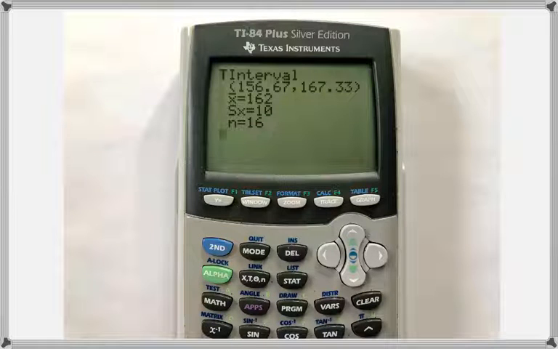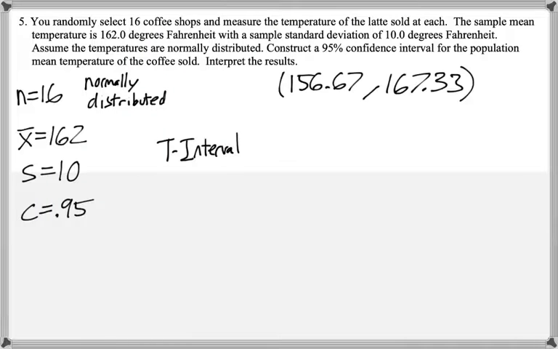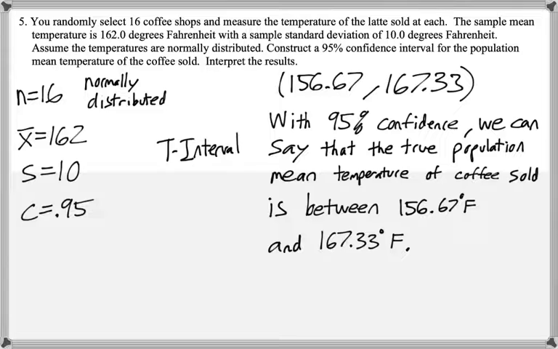So our confidence interval is 156.67 to 167.33. So that is our confidence interval, and what that means is, with 95% confidence, we can say that the true population mean temperature of coffee sold is between 156.67 degrees Fahrenheit and 167.33 degrees Fahrenheit.